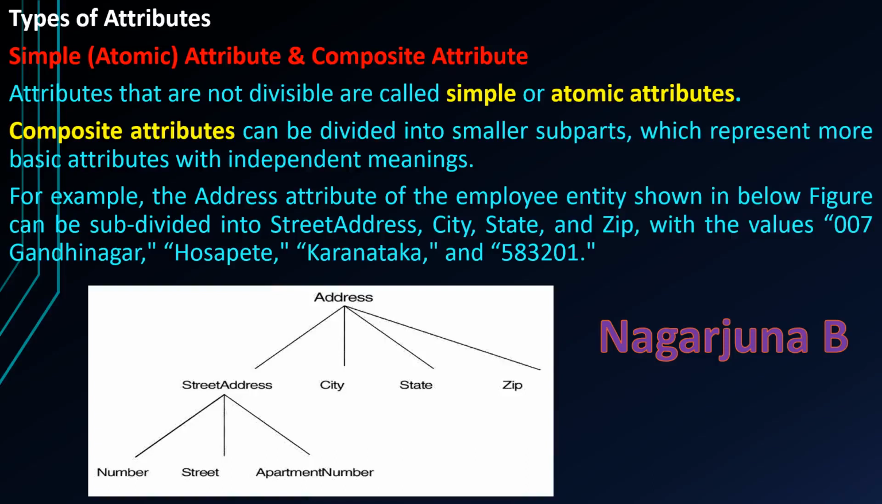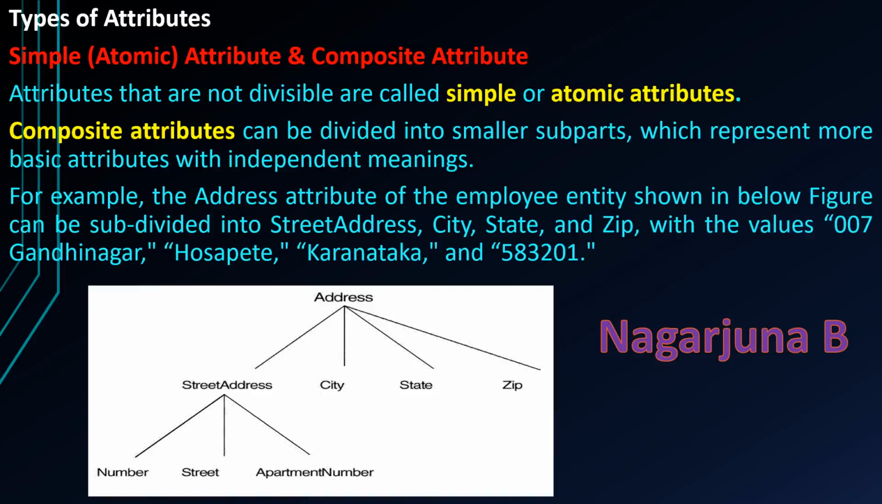The simple attribute is also called an atomic attribute. The attributes which are not divisible are called simple or atomic attributes. Example: F name, that means first name, L name, last name, middle initial, age. These are the attributes which cannot be divided.